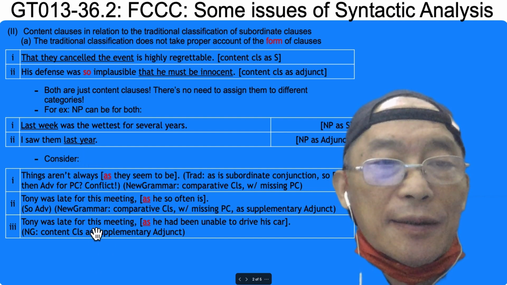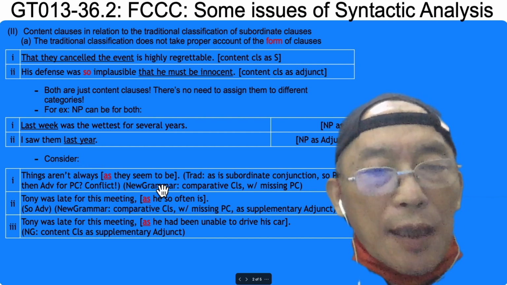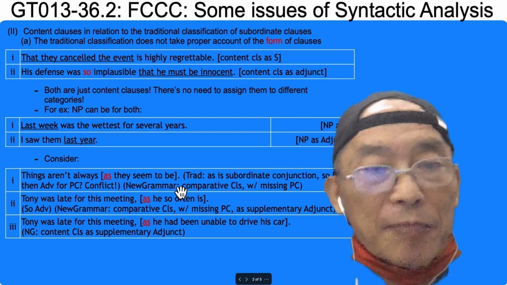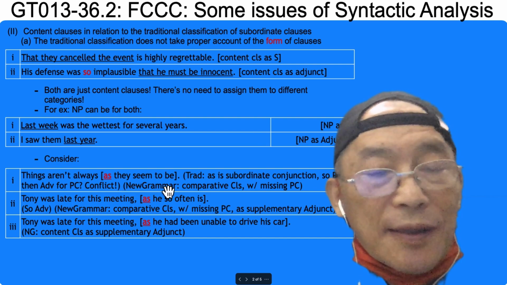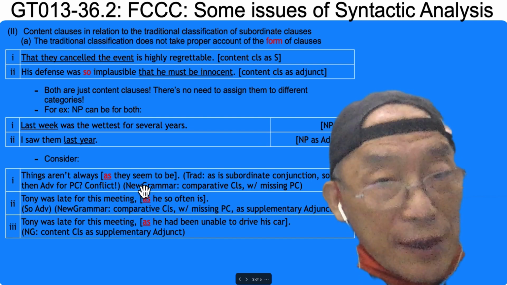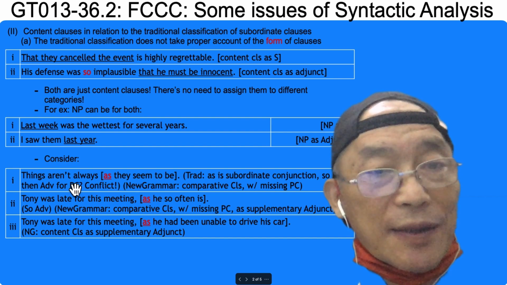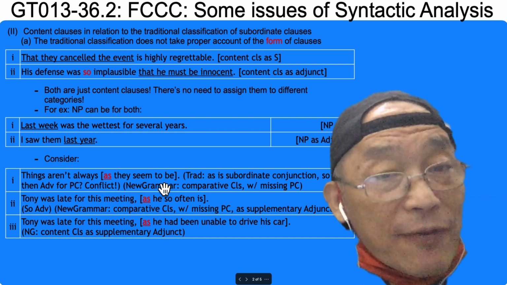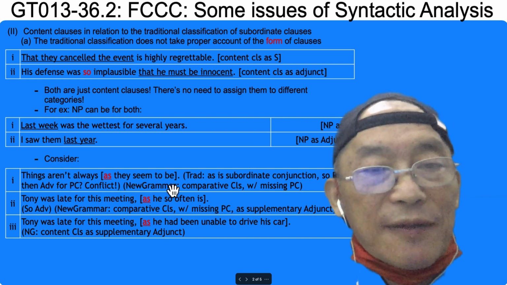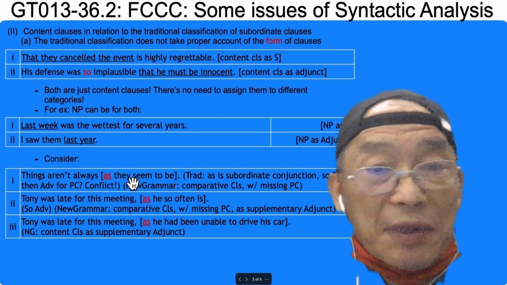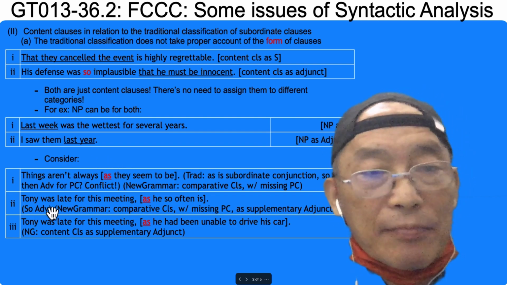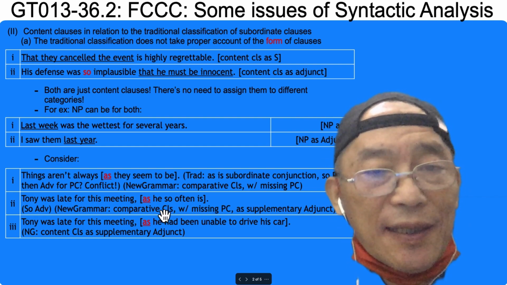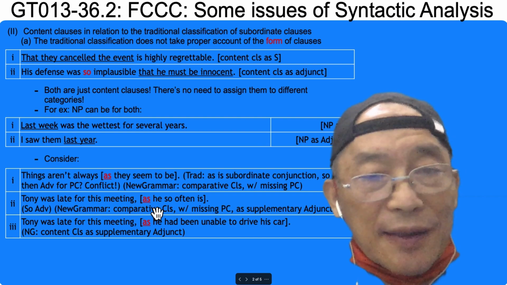And consider this comparative clause because there's something, a PC is missing, predictive complement is missing. And this is traditionally acting as an adjective phrase because it's a copula verb and then adjective. So adjective phrase. But for new grammar, comparative clause acting as adjective or PC. And adverb phrase modifying this main sentence.